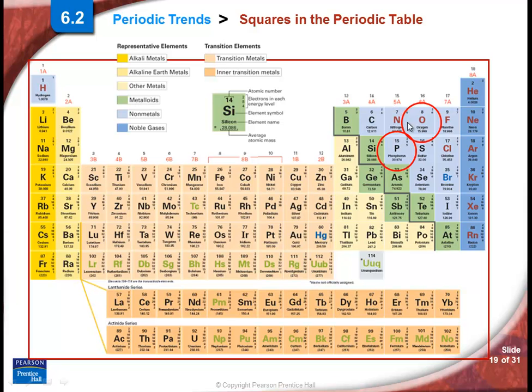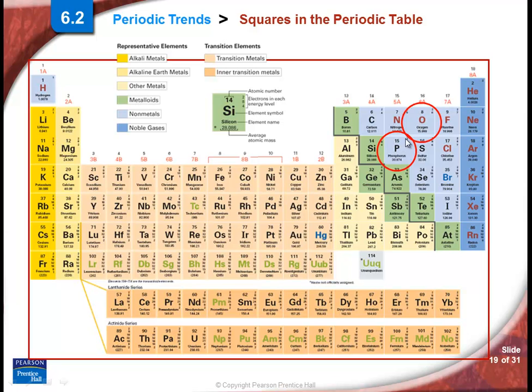Phosphorus versus oxygen. These guys are not in the same group, and they're not in the same period, are they? So we have to think about how we're going to figure out which one's bigger. Well, first of all, phosphorus is further down the periodic table, and it's to the left of oxygen.